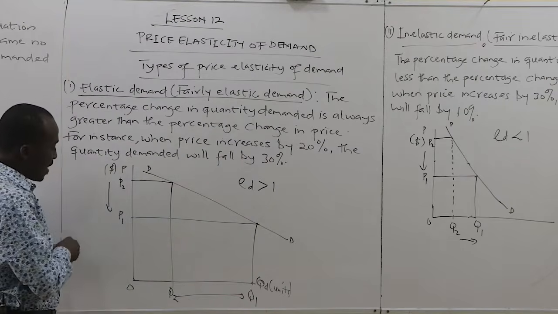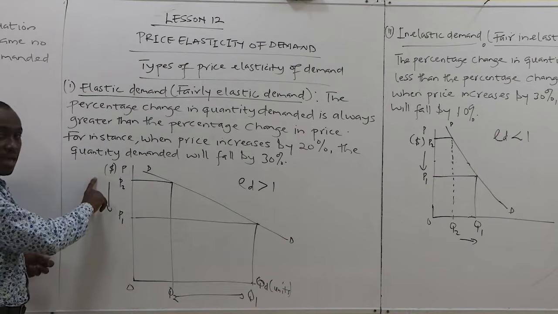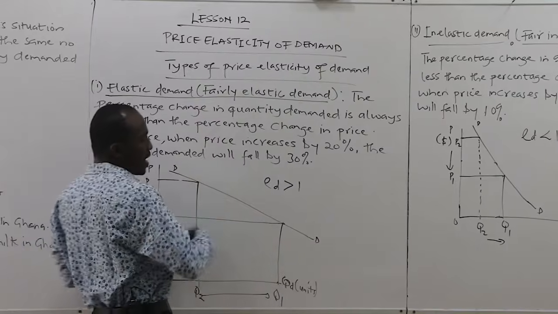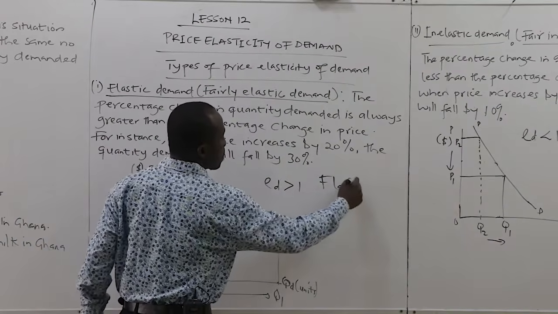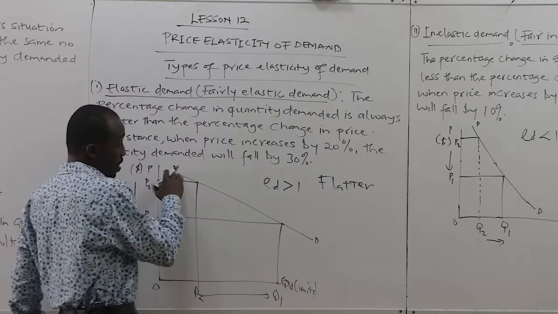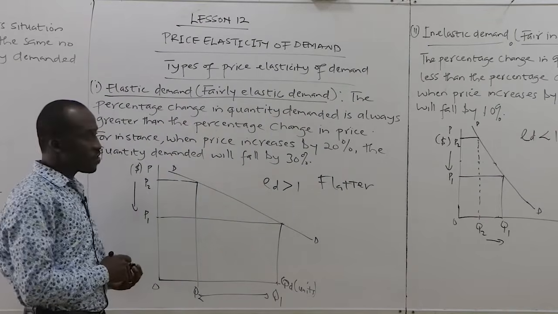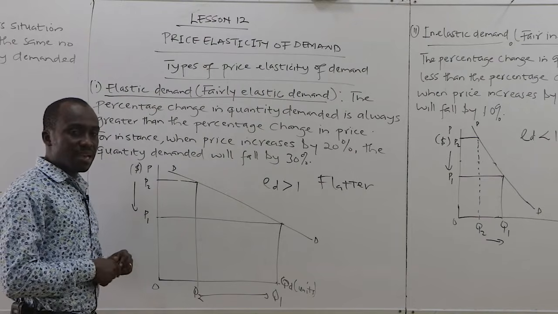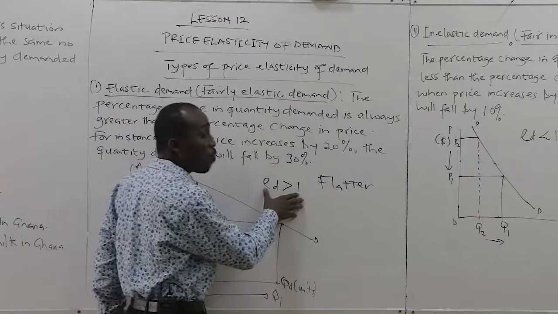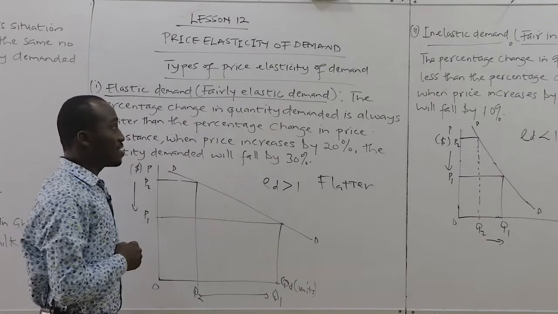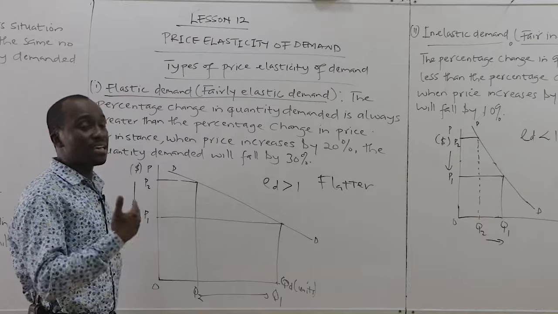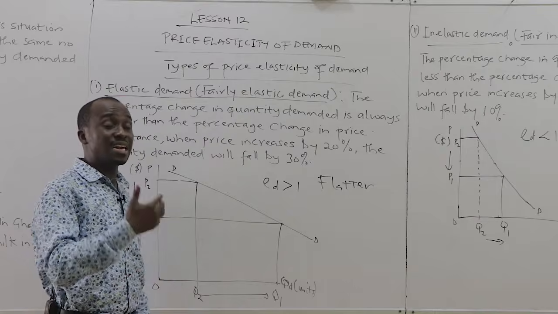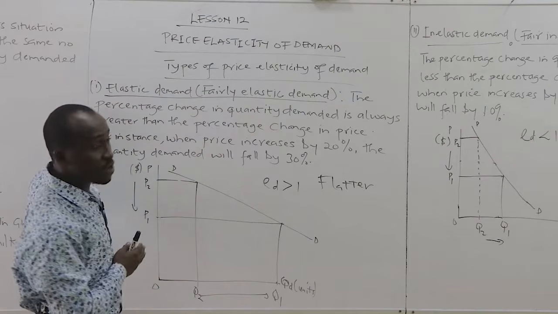What do you see? A slight change in price has brought a large change in quantity demanded. So here the demand curve is flatter. You see that the demand curve is more flat. It's flatter because the commodity is very sensitive to changes in price. And when a commodity has elastic demand, it means that the elasticity is greater than 1. So when they say any commodity has elastic demand, elasticity is greater than 1, it means that the commodity is very, very sensitive to changes in price. So always the percentage change in quantity demanded is greater than the percentage change in price. That's what it means at this stage.